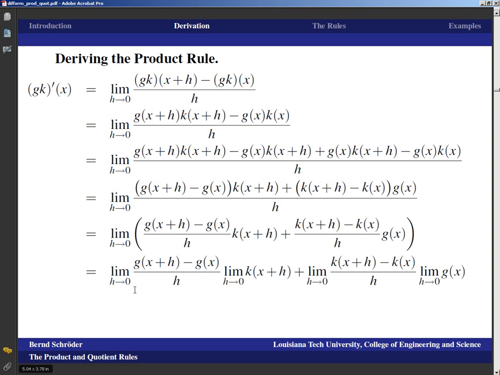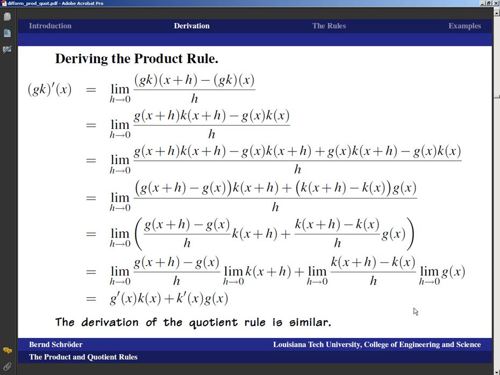And, well, then we can see the limit of the difference quotient for g gives us g prime of x. The limit of k of x plus h will be k of x. The limit of the difference quotient of k gives us k prime of x, and the limit of g of x is just g of x. So the derivative of the product gk ends up being g prime times k plus k prime times g.